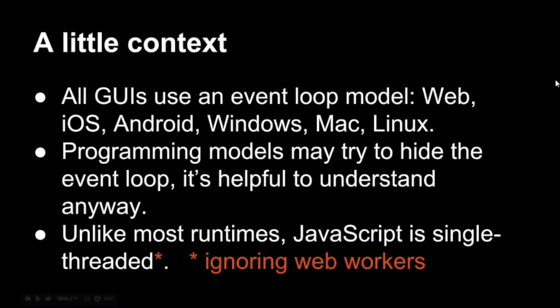So all GUIs use an event loop model. Web browsers, iOS, Android, Windows, Mac, Linux. Probably most embedded systems do too, like your Blu-ray player and stuff like that. Anything that has a graphical user interface is probably using an event loop model to make things appear.